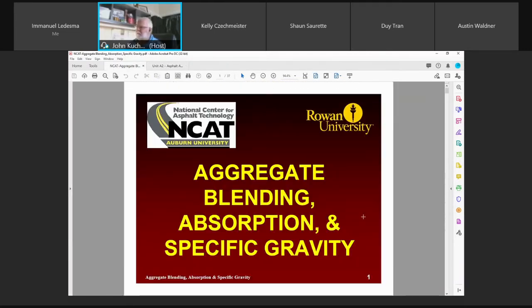Everybody see this? Aggregate blending, absorption and specific gravity by NCAT. Okay, this is what I meant. This came in from a PowerPoint, but I use PDF because I think sometimes PDF in WebEx works better. Okay.